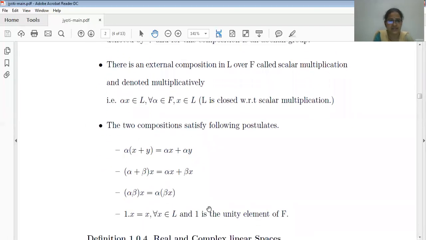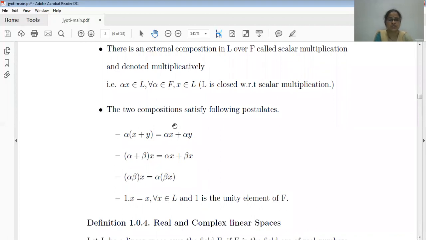Now, the next condition for the vector space is, the two compositions, addition and scalar multiplication, should satisfy the following postulates. First is, alpha times (x plus y) is alpha x plus alpha y, where alpha is an element of the field F and x and y are elements of the set L. Second condition, (alpha plus beta) times x is alpha x plus beta x. Again here alpha and beta are elements of the field F and x is an element of L. Third is, (alpha beta) times x is alpha times (beta x). Last condition is 1 dot x is equal to x for all x in L, and 1 is the unity element of F.